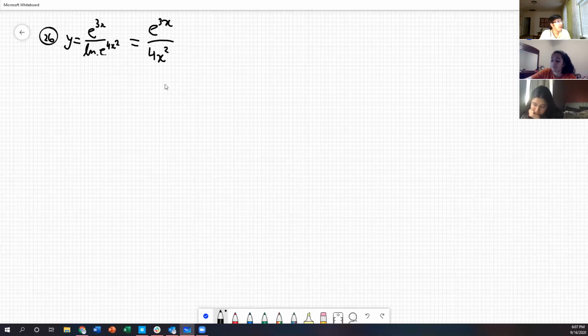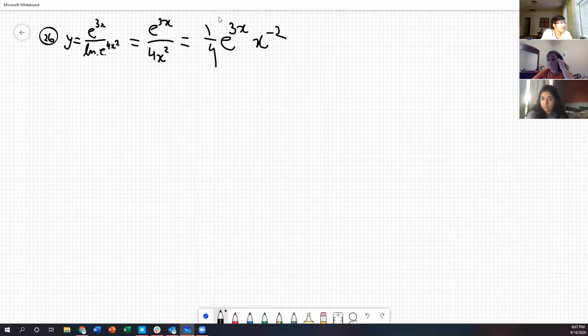So there's two ways we can approach it. One is product rule. I would write this as 1/4 e to the 3x times x to the negative 2. Or I can use quotient rule using this. Which route do you guys want to take? We can just do the product rule. I always prefer product rule just because we don't have to deal with denominators.